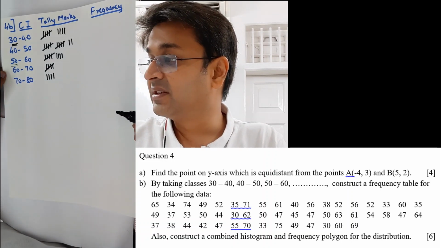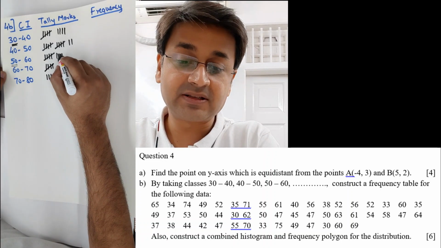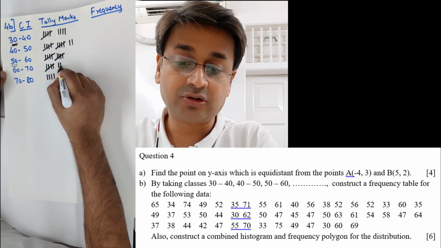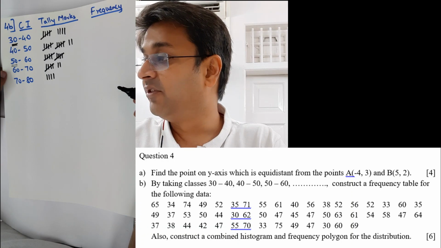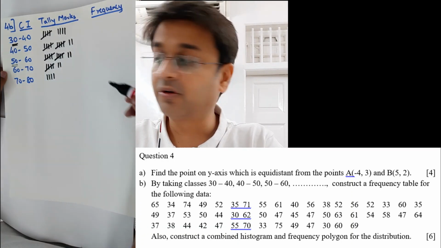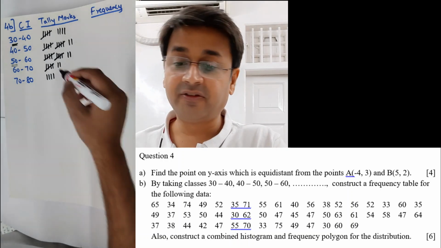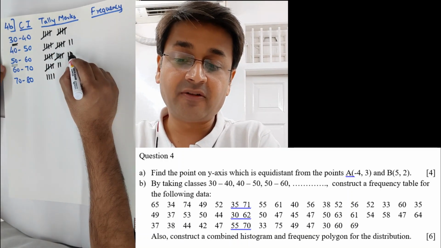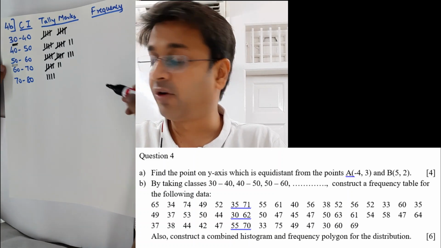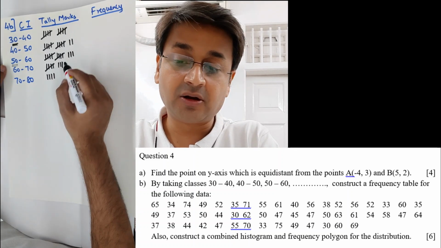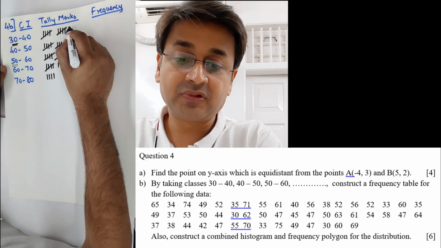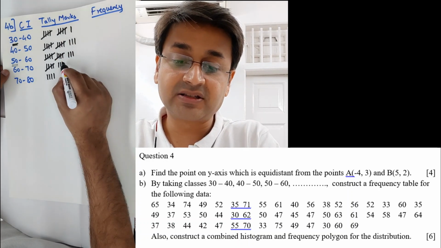Then 56, 61, 69. 56, 61 and 69, both will come here. Then 52, 54. 33, 58. 60, 47. So 60 again in the lower limit, 47. And 35, 64. So 35 and 64.